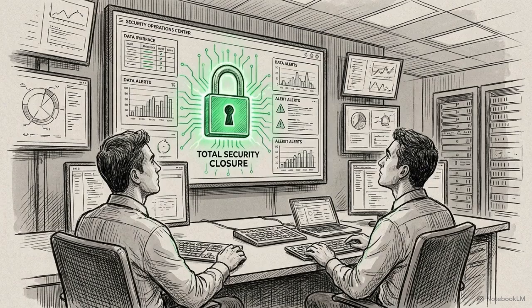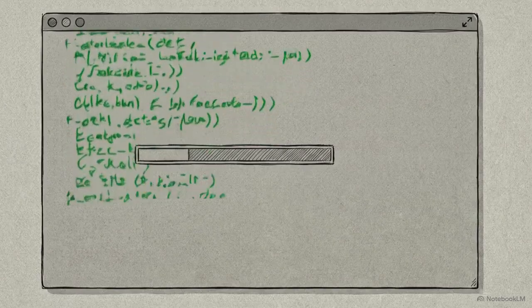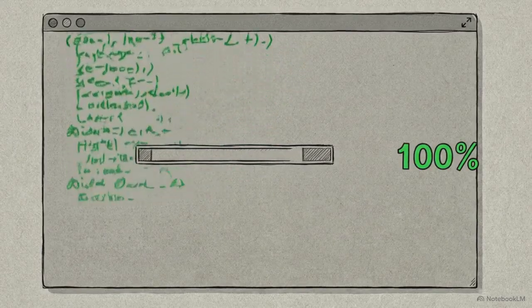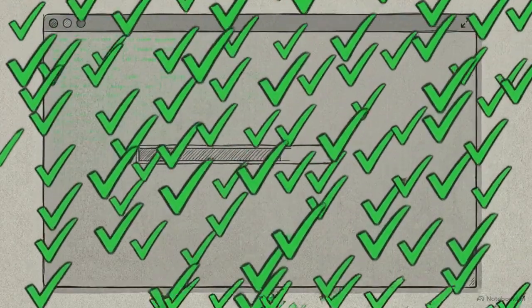Enterprise defenders can request trusted access for their teams through an OpenAI representative to maintain high-capability model access for their security operations. Open source maintainers can apply for the Codex for Open Source program to gain access to these automated remediation tools for their own projects. As AI accelerates how quickly vulnerabilities are identified, the focus of defense shifts to using these exact same models to patch the planet.